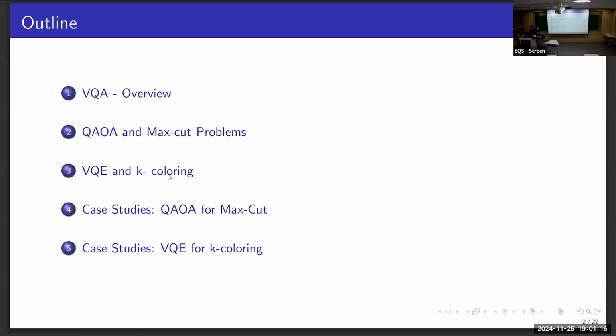This is the outline of my presentation. First is the overview of variational quantum algorithms. I'm going to introduce two algorithms, QAOA and VQE, and examples of combinatorial optimization problems such as max cut problems and K-coloring problems. Then these are case studies for QAOA on max cut problems and VQE on K-coloring problems, and references.